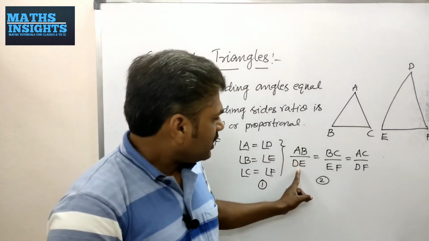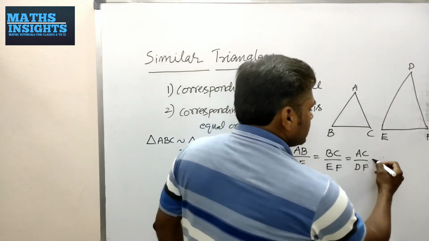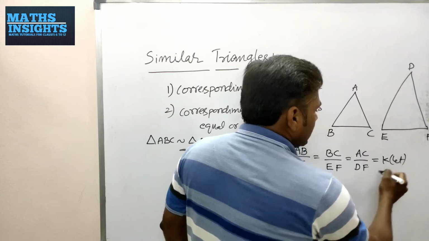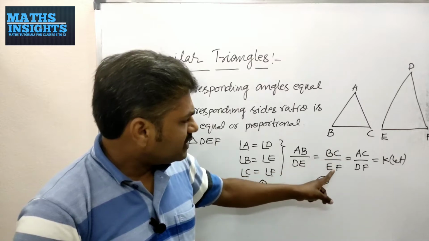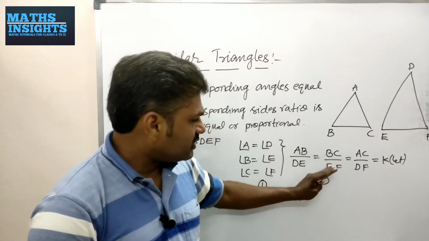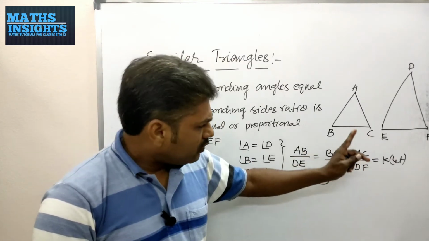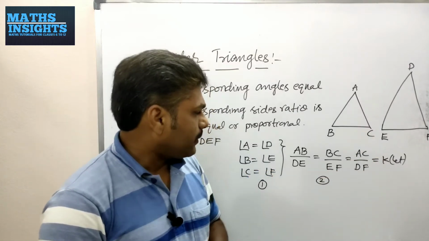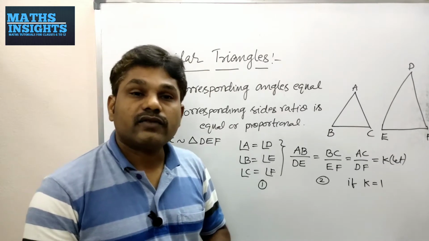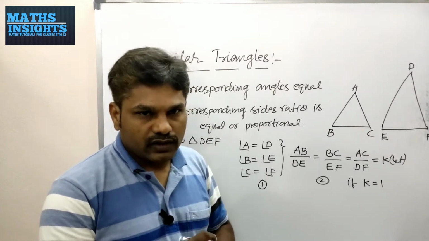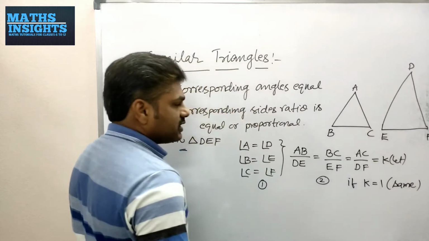Now, these ratios are equal. If you calculate AB by DE, we will get one value. Similarly, BC by EF, you will get another one which is the same as the previous one, and finally AC by DF. All these are equal. Now I am letting its value be k. If k is equal to 1, then we are going to construct a triangle which is congruent to the original one, the same triangle.